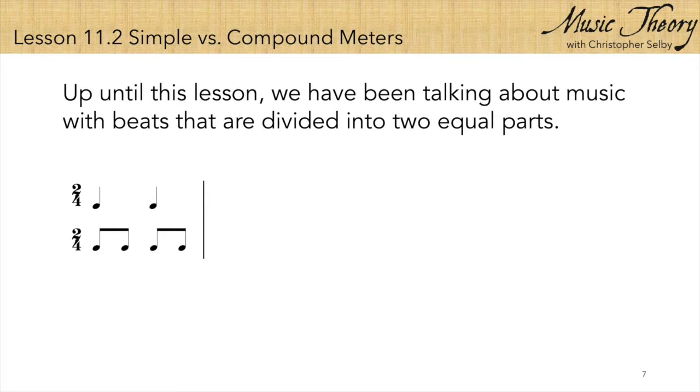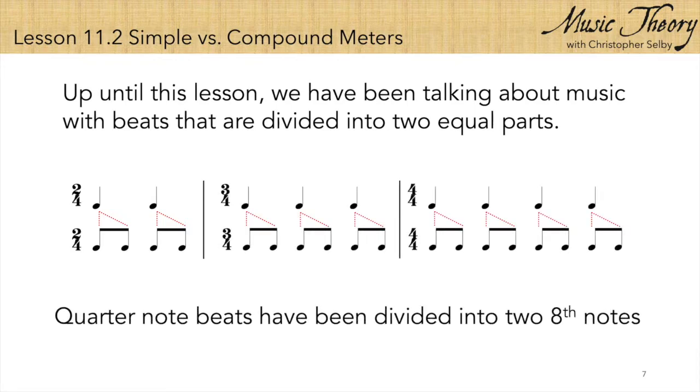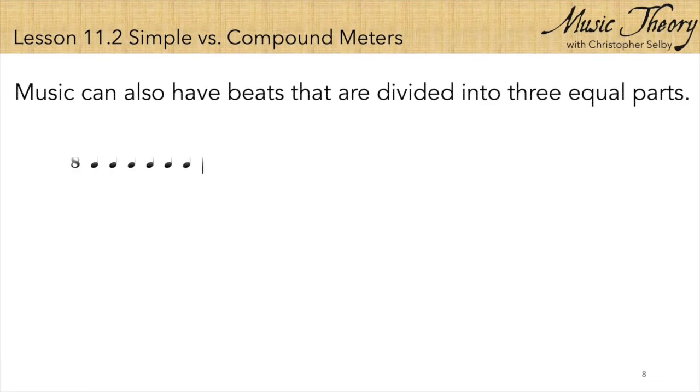Up to now, we've been talking about music with beats that are divided into 2 equal parts. 2/4 has 2 quarter note beats in a measure, and each beat is divided equally into 2 eighth notes. The quarter note beats in 3/4 and 4/4 are also divided equally into 2 eighth notes. But beats can also be divided into 3 equal parts.